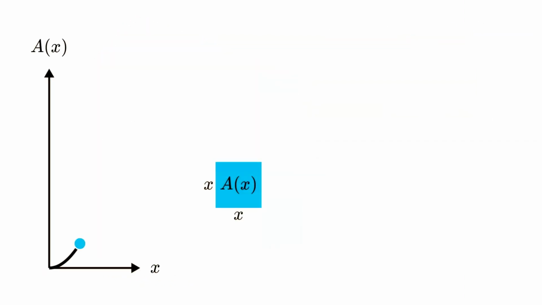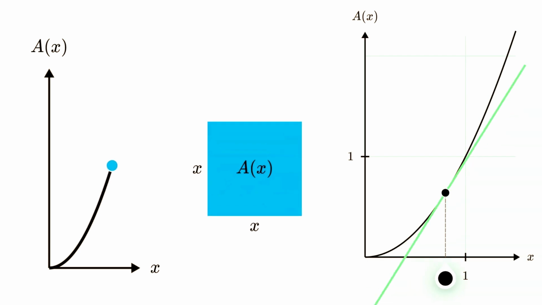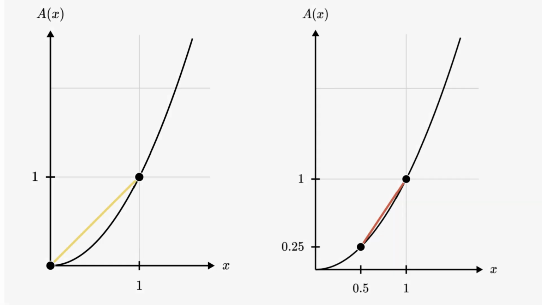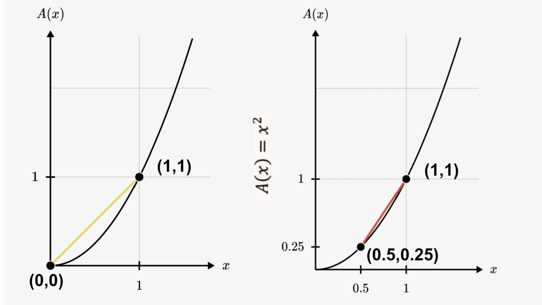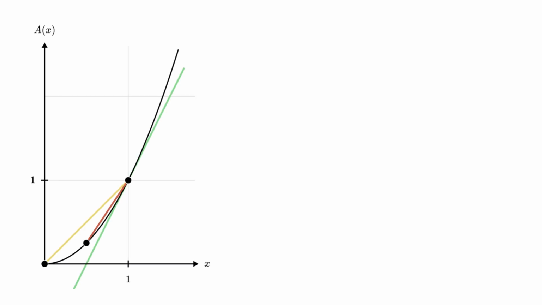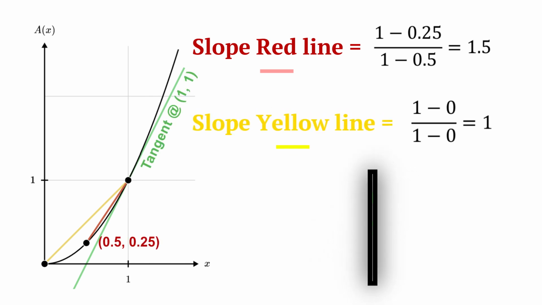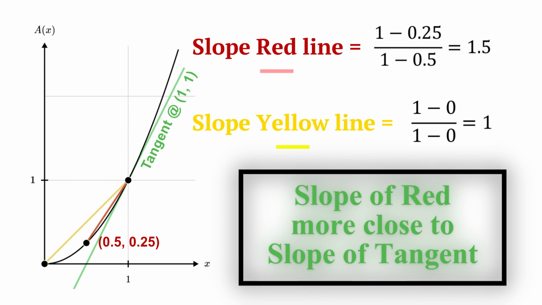So, going back to our problem, the area of a growing square. We want to estimate the slope of the tangent line at x equals 1. Let's first compute the slope of two secant lines drawn from points (0, 0) and (0.5, 0.25) to the point (1, 1) on the curve A of x equals x squared. Now, if you look closely, the red line is steeper than the yellow line. Since the green tangent line is steeper than both of them, the red one has a slope closer to the slope of the tangent line.